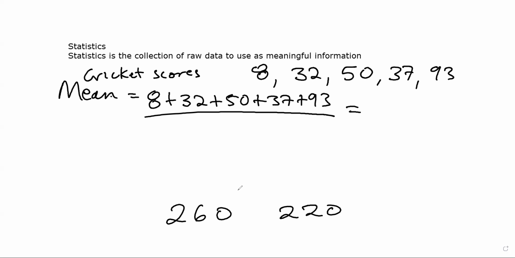Let's see if Jake finished. 220. 220. You changed the amount? All right. 220. So 220 it is. Let me just check it. So 8 plus this, that's 40. 40 plus that, 90. And this, yeah, 220. All right. So we get the total, 220.